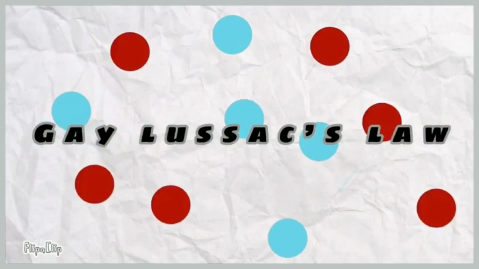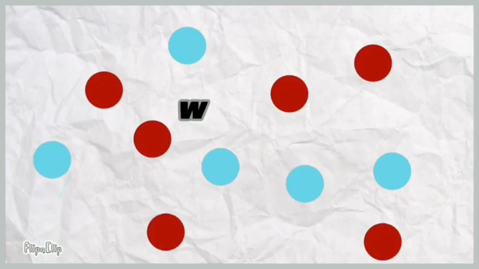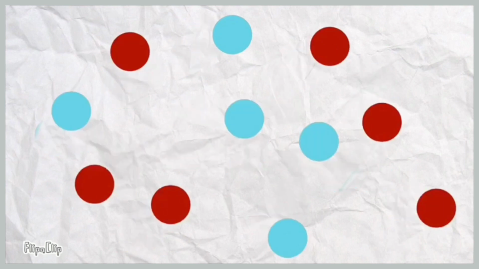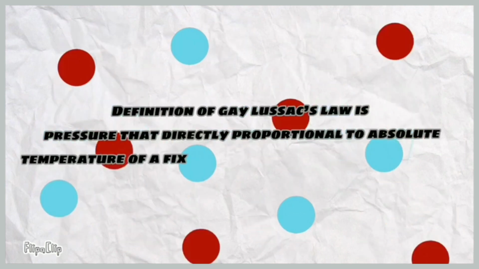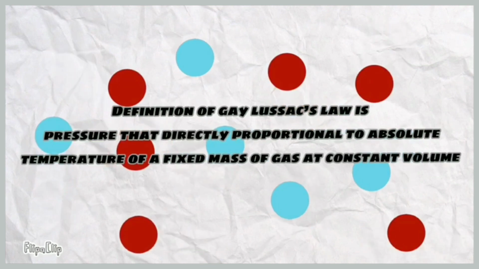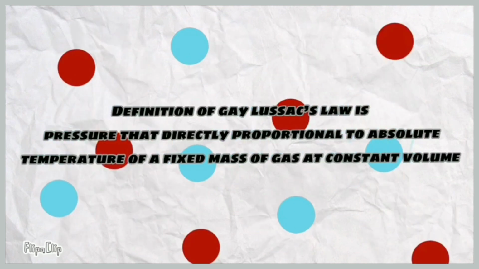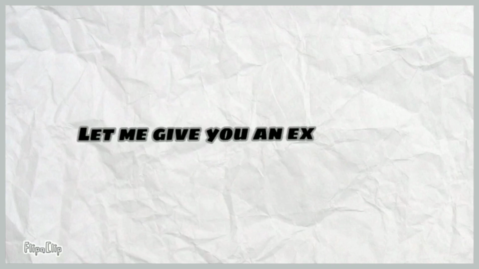We are going to talk about Gay-Lussac's Law. What is Gay-Lussac's Law? The definition of Gay-Lussac's Law is that pressure is directly proportional to the absolute temperature of a fixed mass of a gas at constant volume. Let me give you an example.